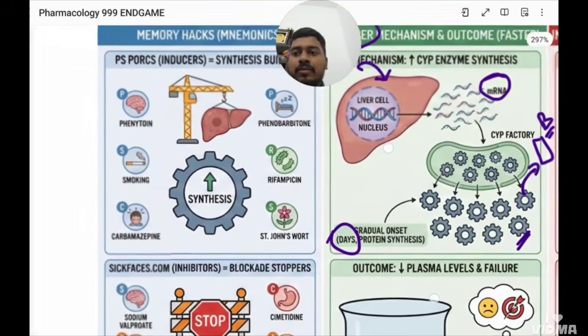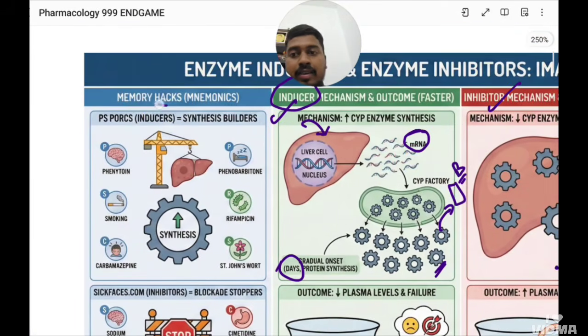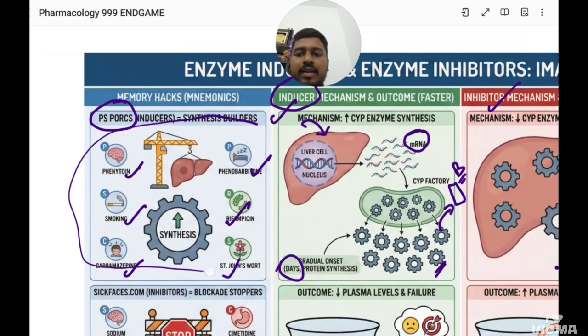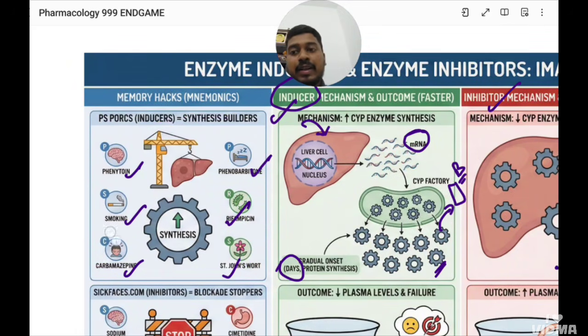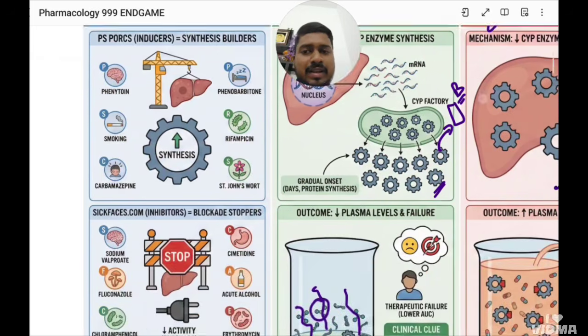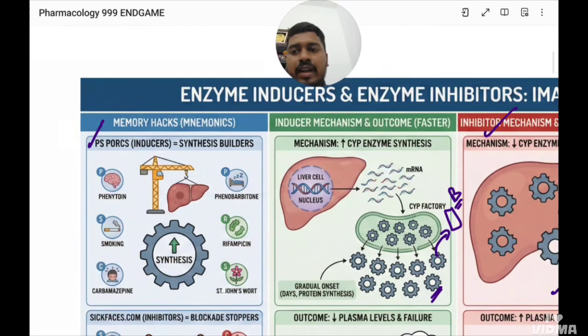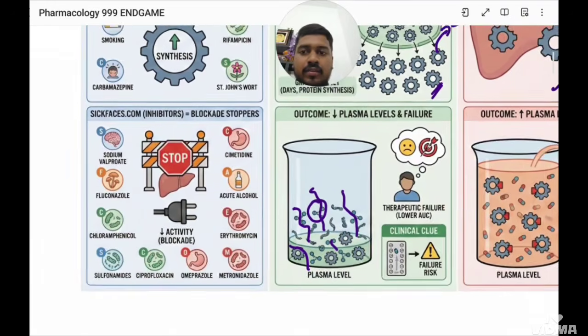Now what are the examples of enzyme inducers? You'll have to remember them with the mnemonic PS PORKS. Phenytoin, smoking, phenobarbital, rifampicin, carbamazepine, and St. John's wort. Memorize this, because this is a frequently asked question and you tend to make mistakes in your exam every time, and these are the reasons why you make silly mistakes. P for phenytoin, then smoking, phenobarbital, rifampicin, C for carbamazepine, and S for St. John's wort. Don't forget it.